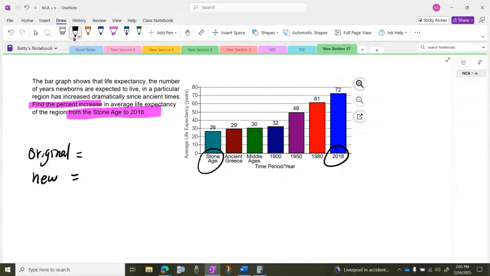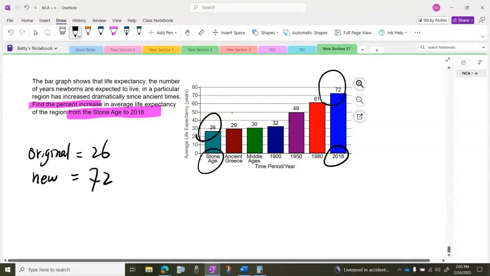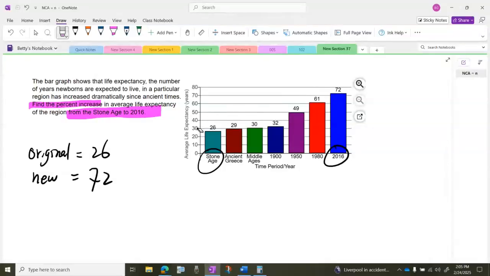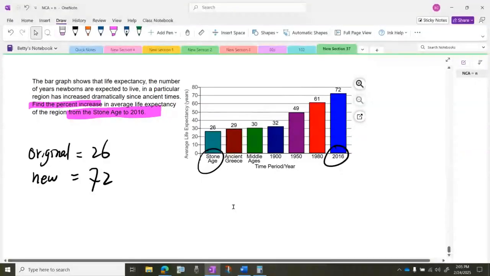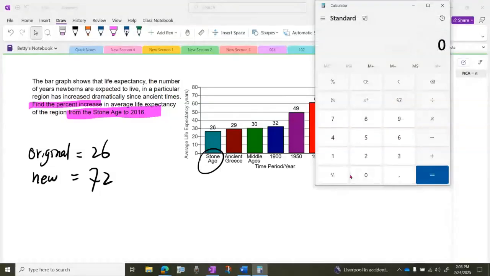So write down your original and new. Original life expectancy is 26 years old. New, by 2016, the average life expectancy is 72 years old, right? Write this down, original and new. Let's see how much it has gone up. From 26 to 72, so you have 72 minus 26.